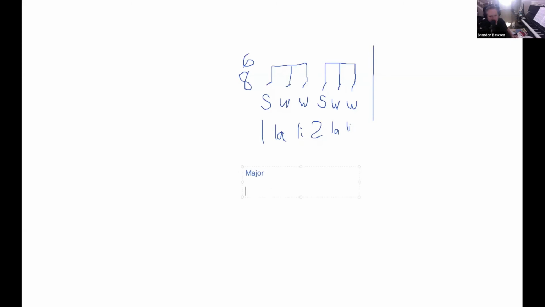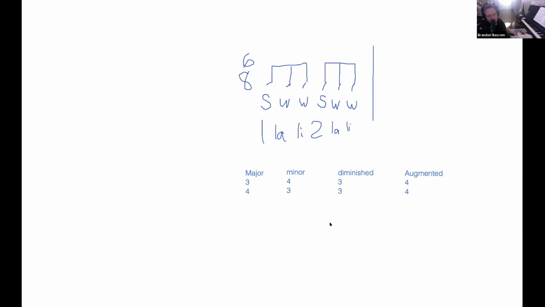A major triad has 4 half steps between the bottom 2 notes and 3 half steps between the top 2 notes. Minor has the reverse of that: 3 on the bottom, 4 on the top. Diminished is 3 half steps and 3 half steps. And augmented has 4 half steps and 4 half steps in between all of our notes, which is great as far as putting it on a score or putting it on the staff or putting it on a keyboard.